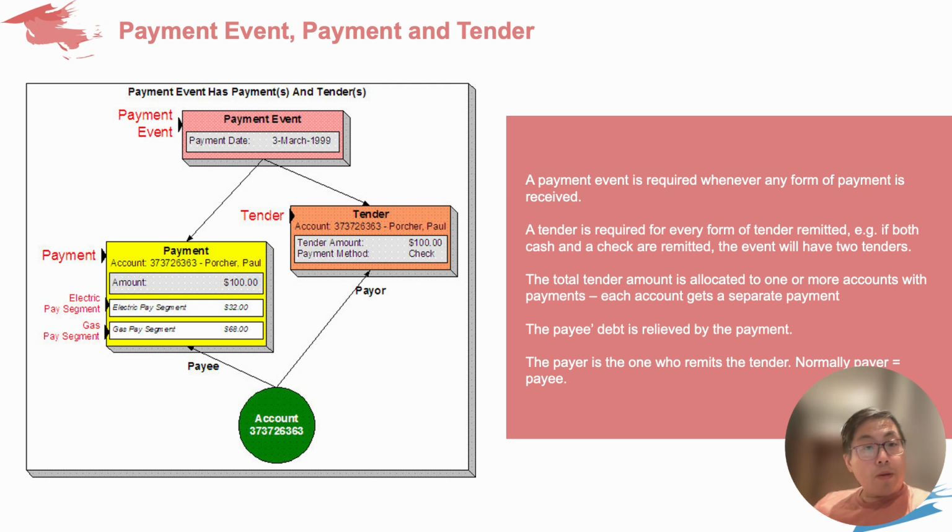So, as I mentioned, the tender can be separated. Let's use the technical term: distributed into different accounts. We will talk about the distribution a bit later. And then the payee's debt is relieved by the payment. Actually, it's relieved by the pay segment, because the pay segment generates a financial transaction which relieves the payee's debt.